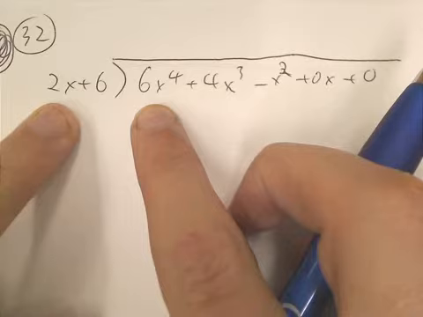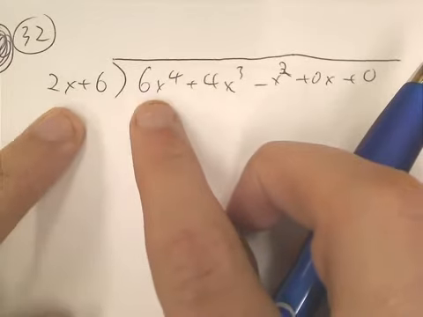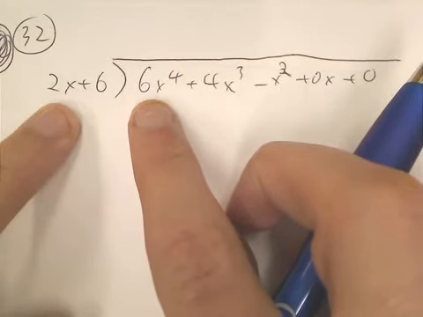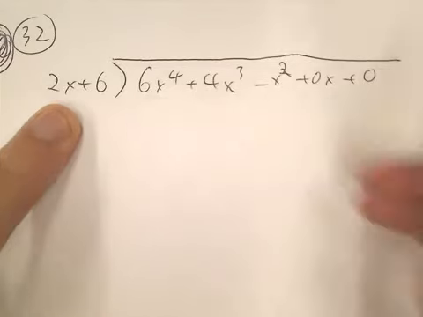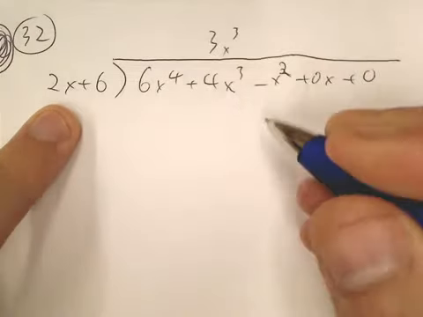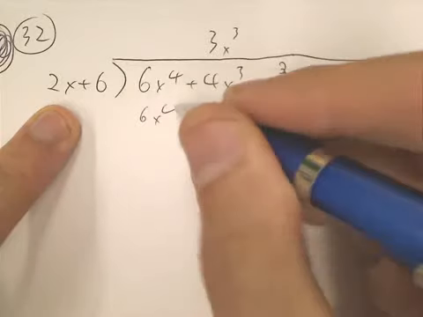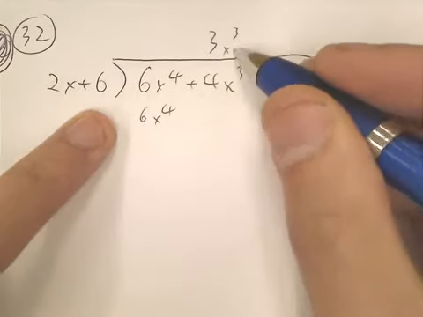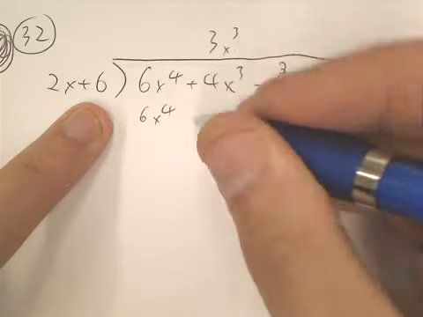You have 2x and 6x to the fourth. You basically divide this by this. Put this over this. So it's going to be 3x^3. And then multiply. This will always match exactly, and then 3x^3 times 6 is 18x^3.